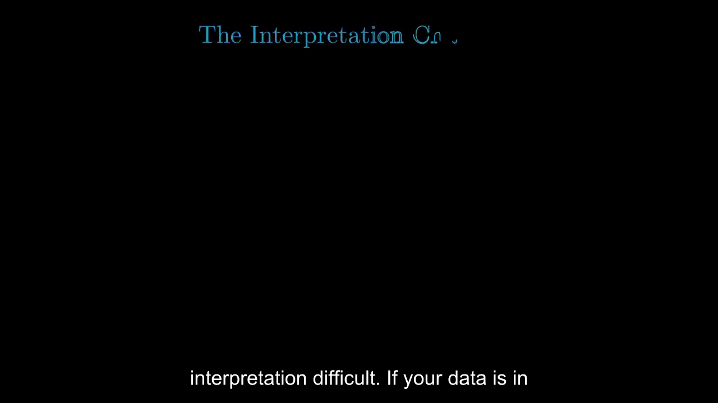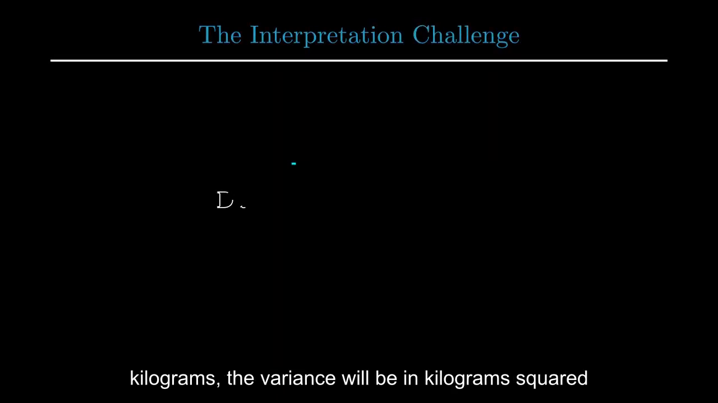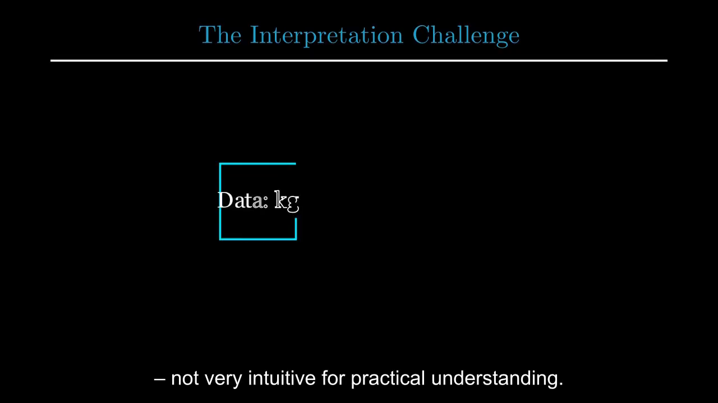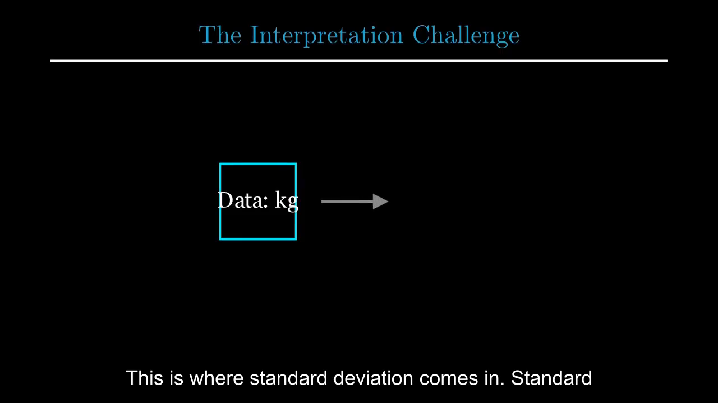While variance offers a comprehensive measure of data spread, its units are squared, which can make direct interpretation difficult. If your data is in kilograms, the variance will be in kilograms squared, not very intuitive for practical understanding. This is where standard deviation comes in.